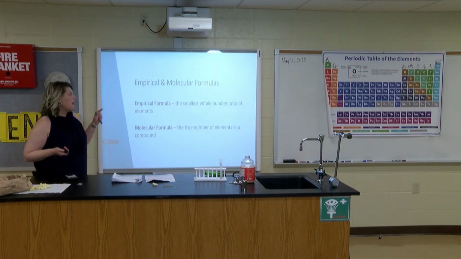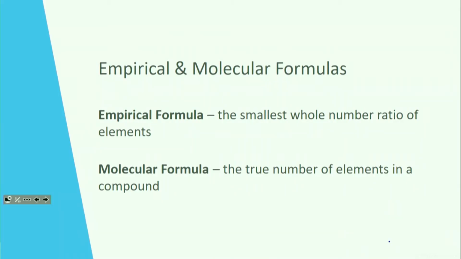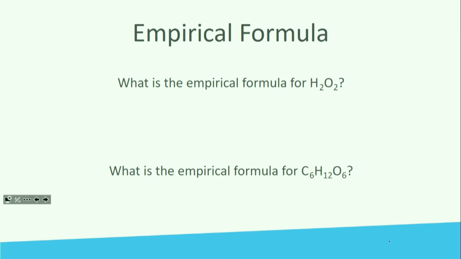So let's talk a little bit about how we get these formulas. Let's talk about empirical formulas and molecular formulas. An empirical formula is the smallest whole number ratio of atoms within a compound. The molecular formula is the true number of elements in a compound. So when we look at this formula, H2O2. H2O2 is hydrogen peroxide. There are 2 hydrogens and there are 2 oxygens. That's a molecular formula. It's not an empirical formula.